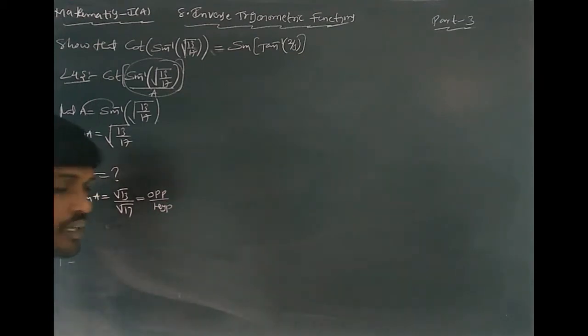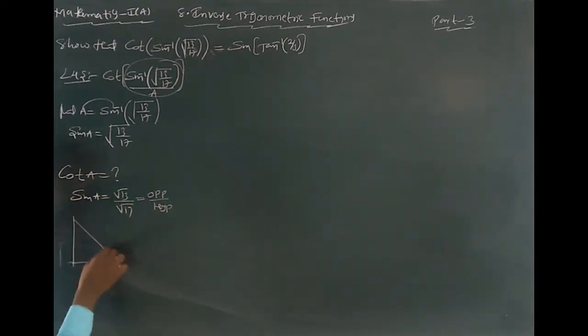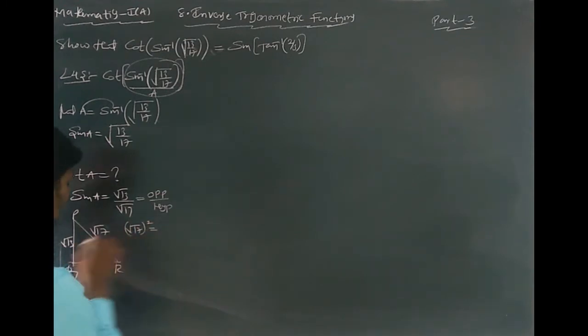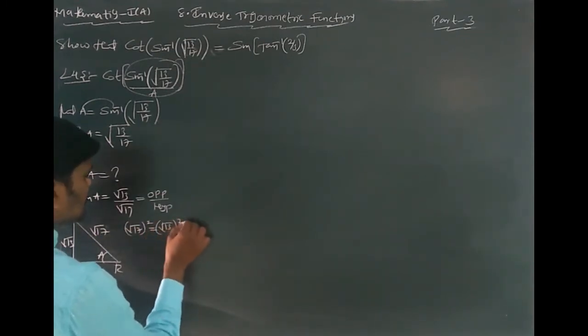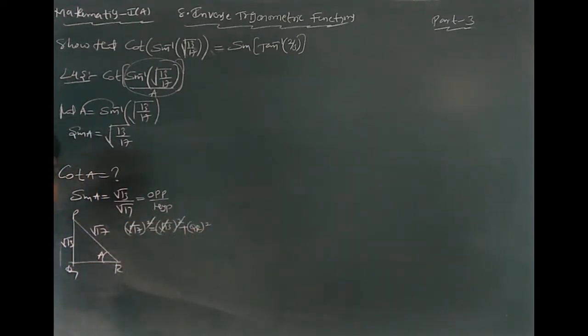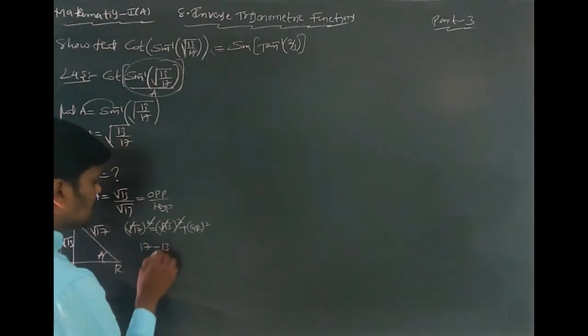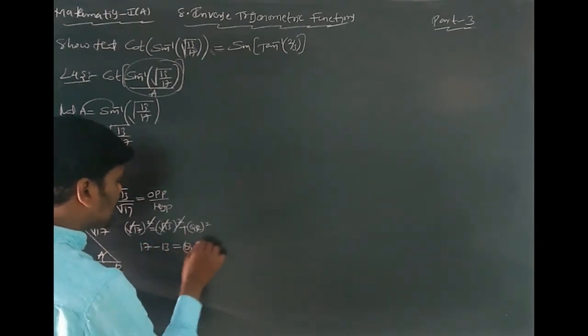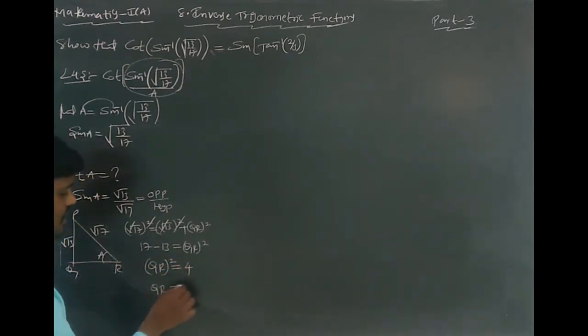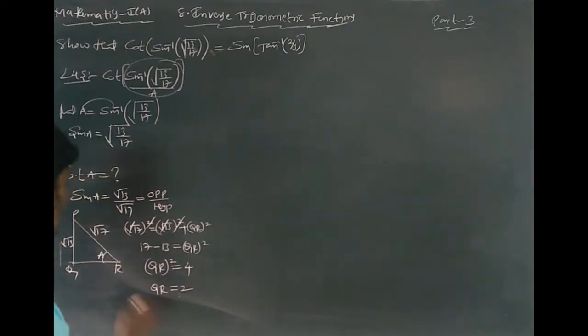Correct or not, students? After that, you can write the Pythagoras theorem. In this Pythagoras theorem, opposite is square root of 13, hypotenuse is square root of 17. You can write hypotenuse square: square root of 17 square equals square root of 13 square plus QR square. Square roots get cancelled. 17 minus 13 is equal to QR square. QR square is equal to 4, so QR is equal to 2.